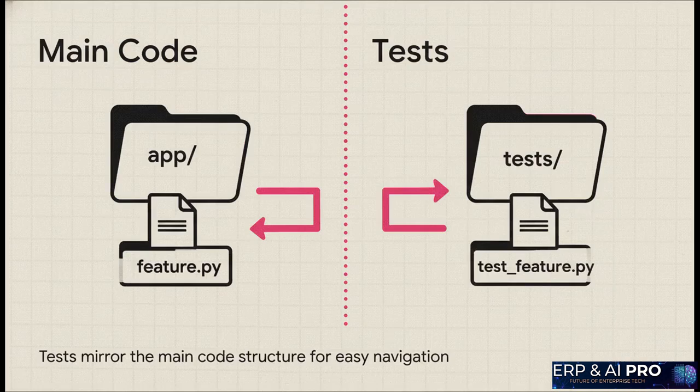This organization goes for the folders too. All the tests live together in their own special tests folder. And here's the cool part. That folder is set up to be a mirror image of the main code. So if you're working on a feature in one folder, you know exactly where to look to find its tests. No more hunting around.